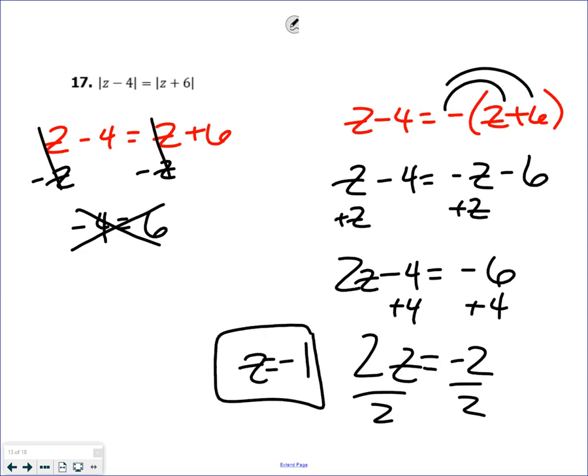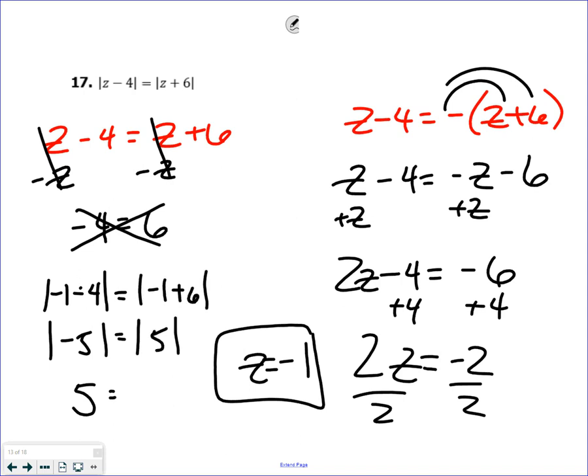Now, let's test that one. Let's see if it actually works when I do this. So I'm going to plug negative 1 back in. Negative 1 minus 4. So negative 1 minus 4. The left-hand side is negative 5, and the absolute value is 5. Let's try the right-hand side now. Negative 1 plus 6 gives 5, and the absolute value is 5. That works.